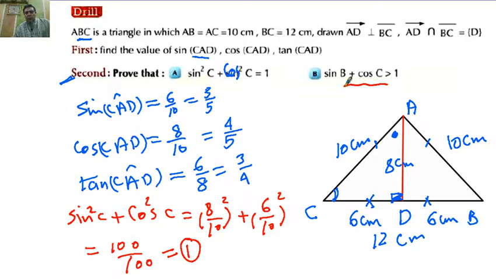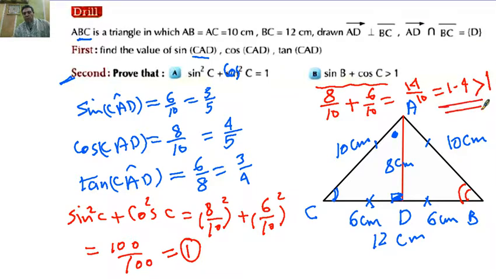Number B: prove that sine B plus cosine C is greater than 1. Sine B in this triangle ABD, sine B is opposite over hypotenuse, 8 over 10, plus cosine C, adjacent over hypotenuse, 6 over 10. By adding, it equals 14 over 10, which is 1.4. 1.4 is greater than 1.